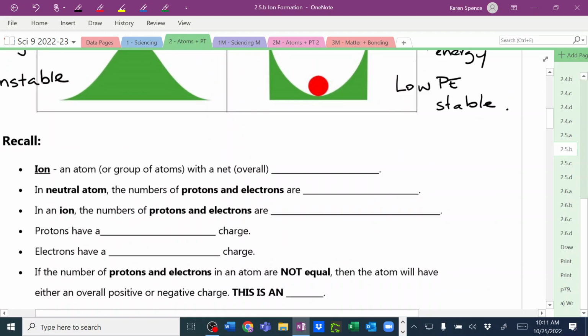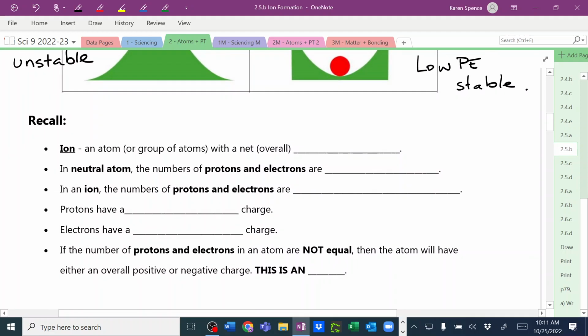Now, let's see what you remember. An ion is an atom or a group of atoms with a net or overall charge. In a neutral atom, the number of protons and electrons are equal, or the same if you want to.